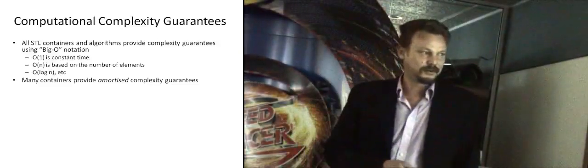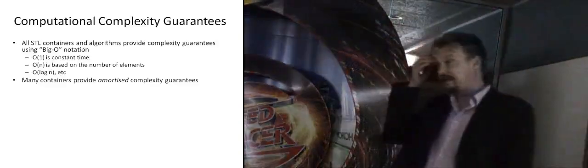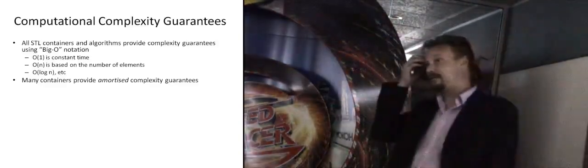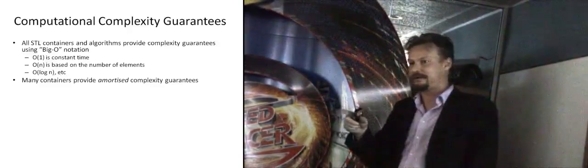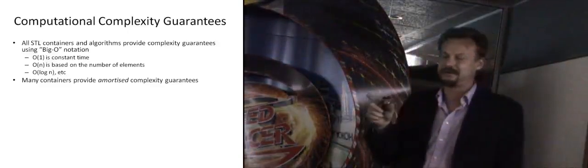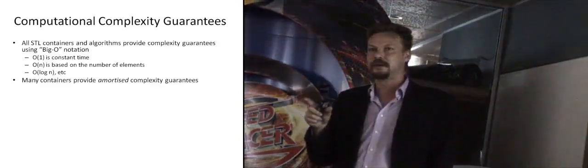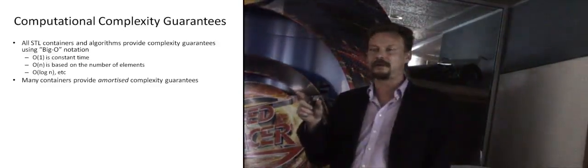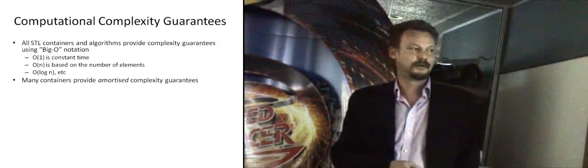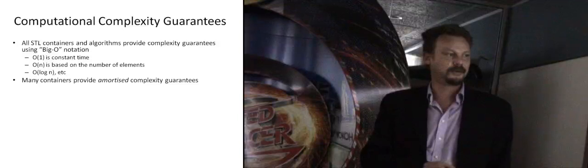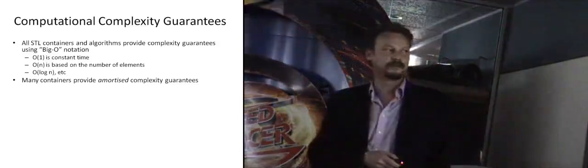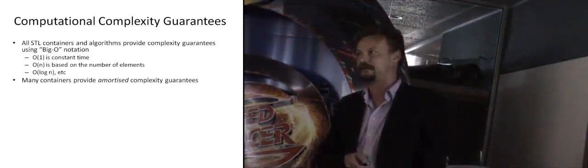One other catch is that a lot of containers provide amortized constant time, or they'll talk about amortized linear time. And this term amortized means that in general, I mean, it's got a more specific formal definition, but the take-home point is that when they say amortized constant time in the complexity guarantee, it means it's constant time in general, sometimes it'll be not constant.